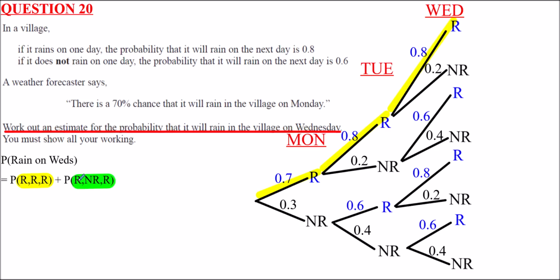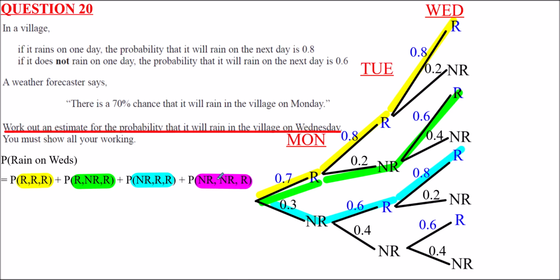Or we could have it rain, then not rain, and then rain. So it could rain, not rain, and then rain, which I've called in green. The third possibility is it could not rain, but then rain and rain again, which I've highlighted in blue. And the final scenario, in purple, it could not rain on Tuesday, and then rain on Wednesday. So it could be this final branching here.